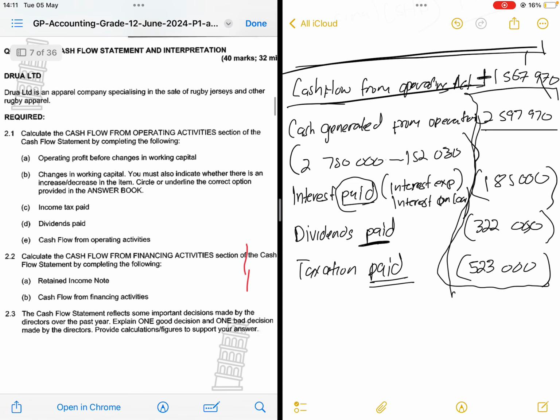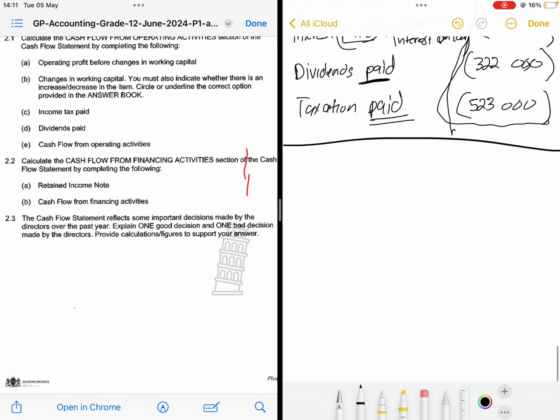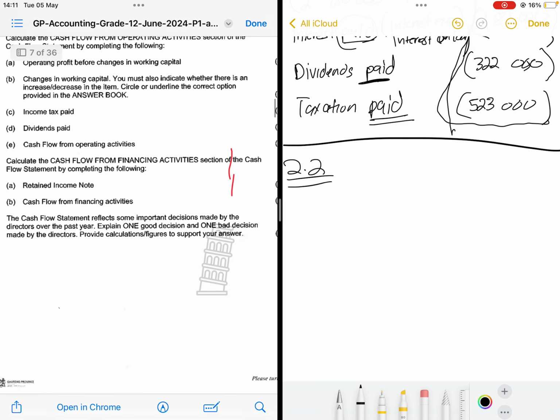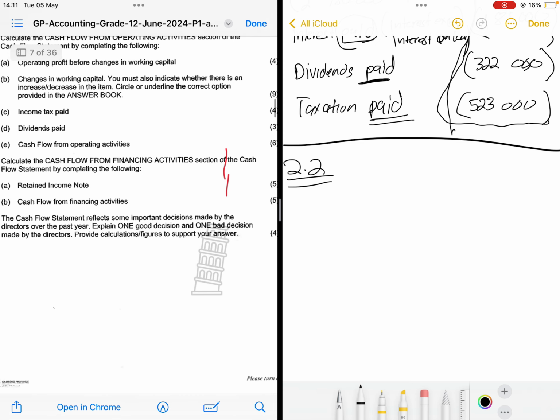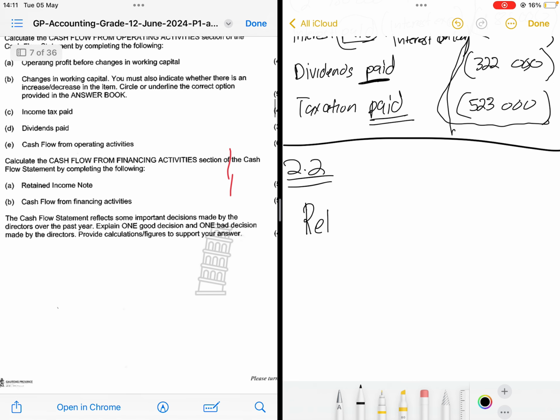Now, from there, I go to 2.2. It says calculate the cash flow from financing activities. So this one is the examiner's favorite. Wow. Now let's check. They say calculate the cash flow from financing activities, and firstly you have to start by doing the retained income.